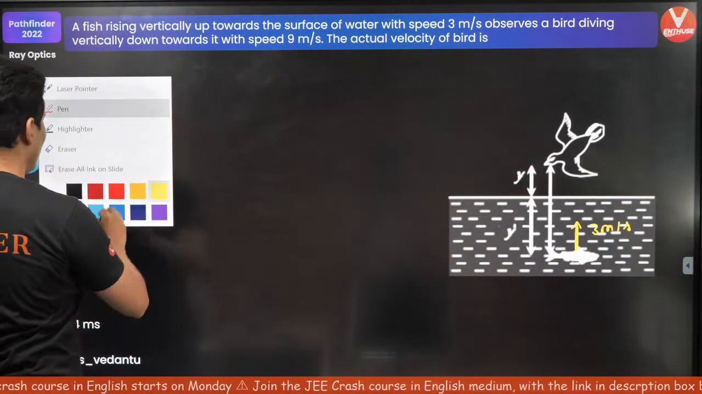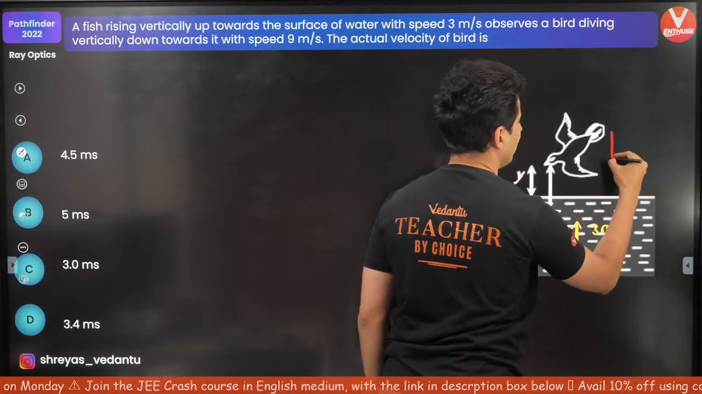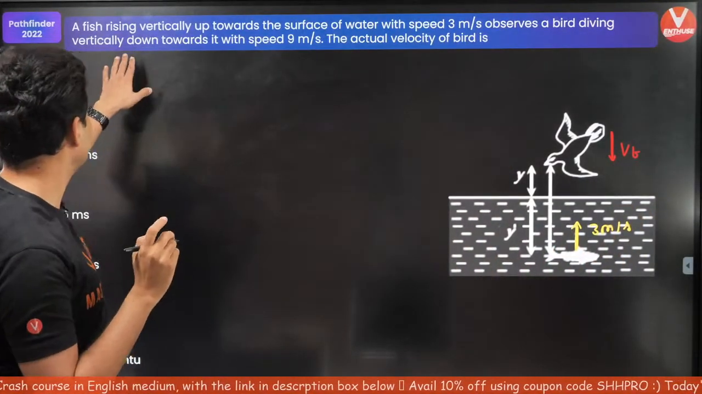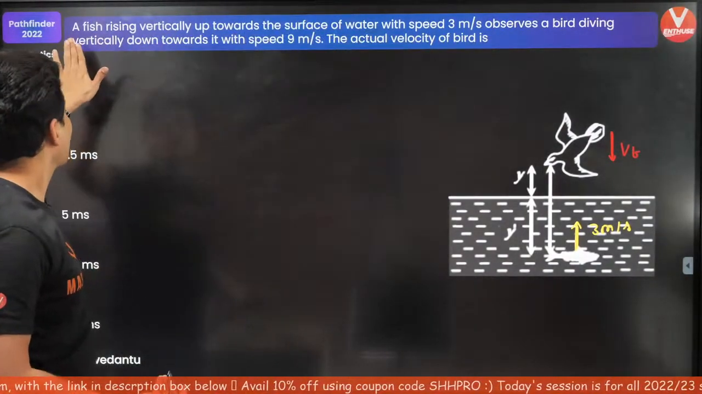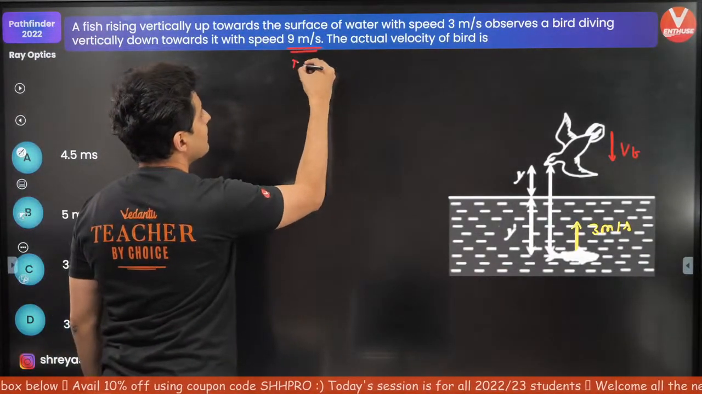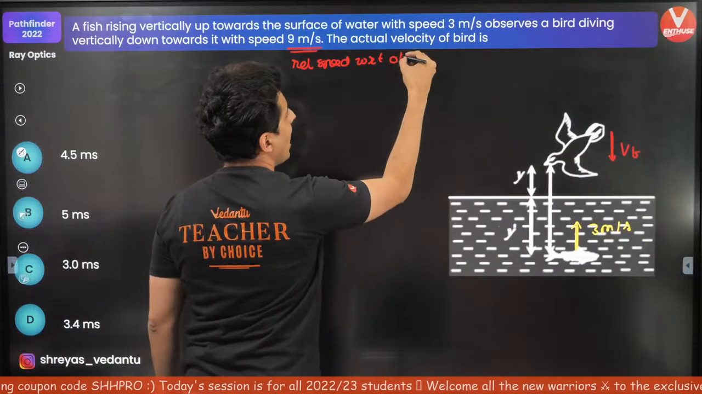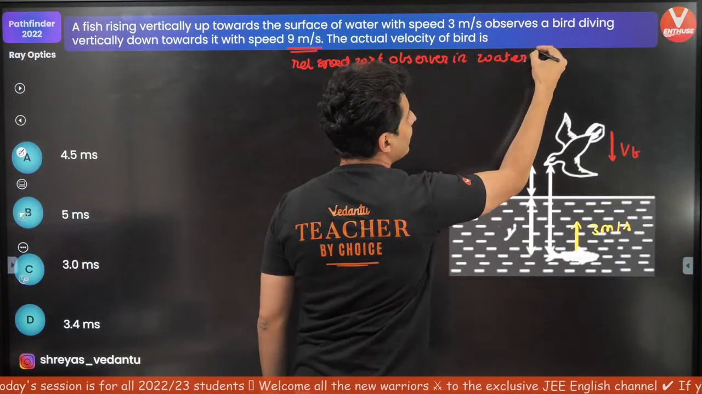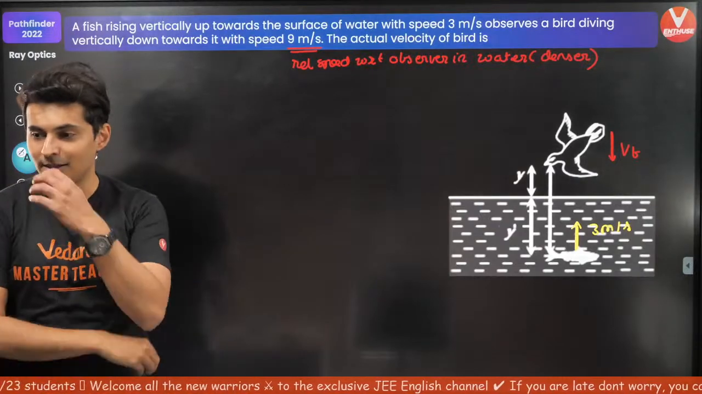Bird, I don't know what the speed is like, but let's just assume that the speed of the bird is VB. Now here is the problem. The question says the fish observes the bird moving vertically down, relative. This 9 meters per second is relative speed with respect to an observer in water. And water is basically a denser medium.